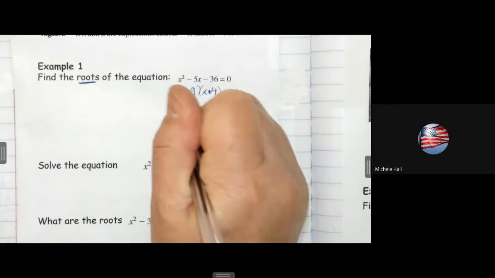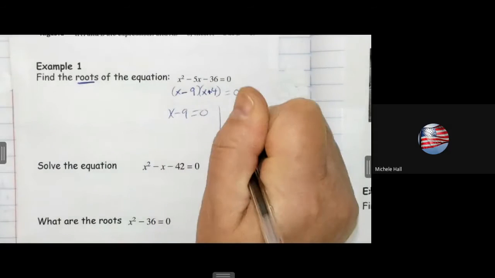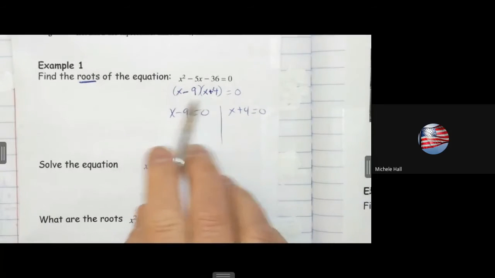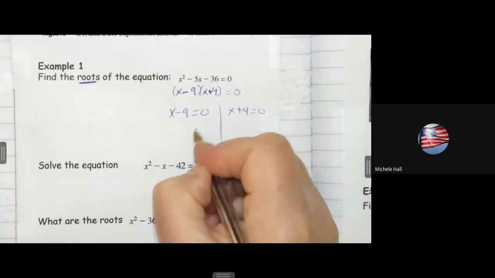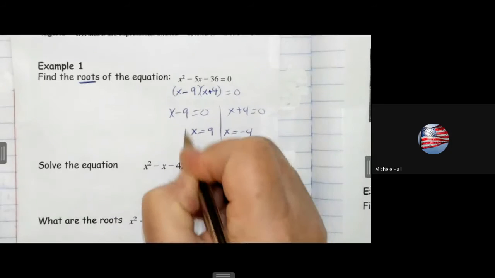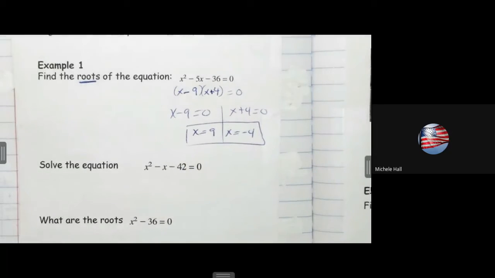Then you set them both equal to 0 and solve. From now on, I'm just going to go right to the answer. So we get x equals 9 and x equals -4. Those are my intercepts. I can graph.